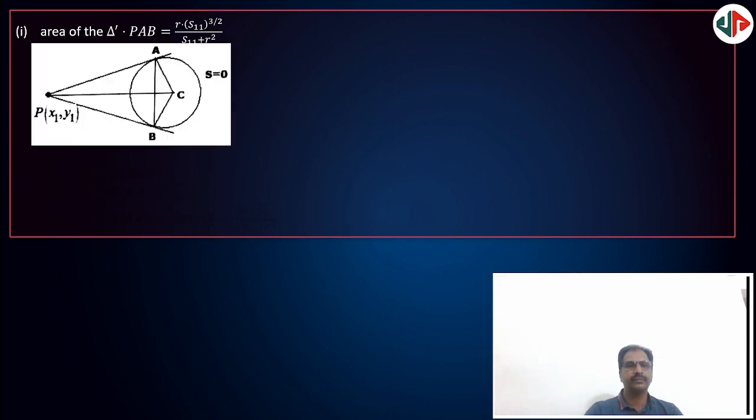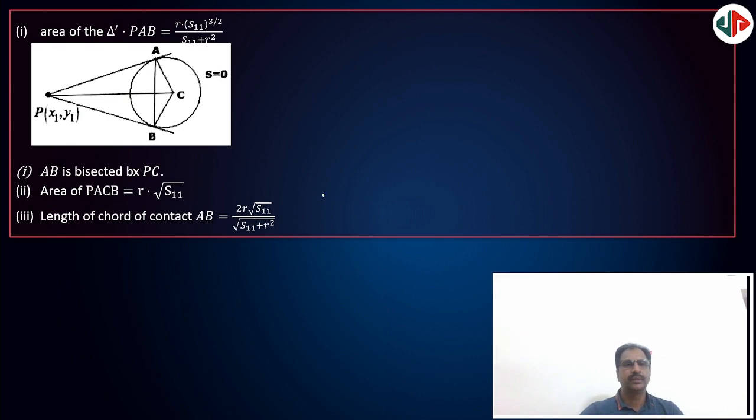Next. From external point P, two tangents PA and PB are drawn. Join the points A and B. That AB is known as the chord of contact. C is the center of the circle. The line joining AB is bisected by the line PC. That is, the line joining P and C divides the line AB into two equal parts. That is the meaning of this. These two lines will be the same. So the line PC bisects the line segment AB.